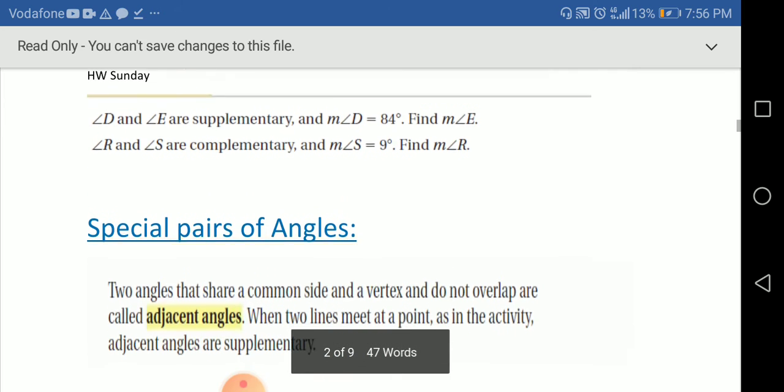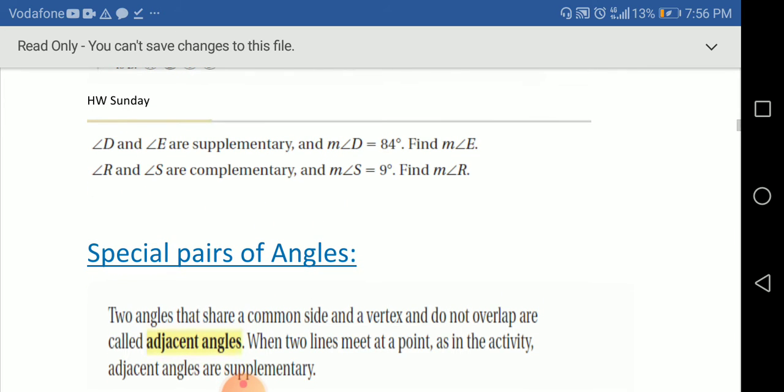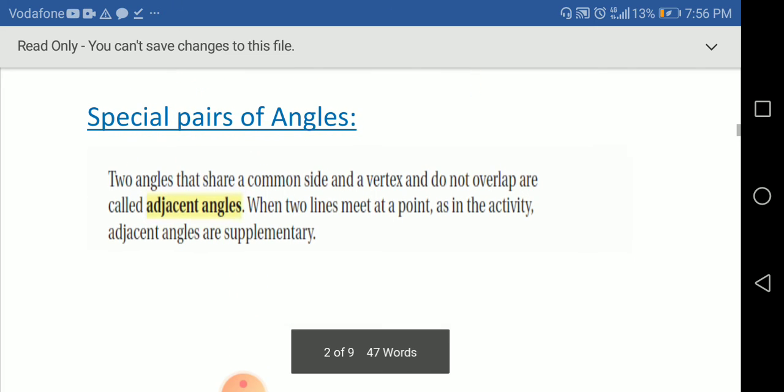Okay, guys, let's complete. And this is a homework. It's written here, and I need you to send it to me on Sunday.